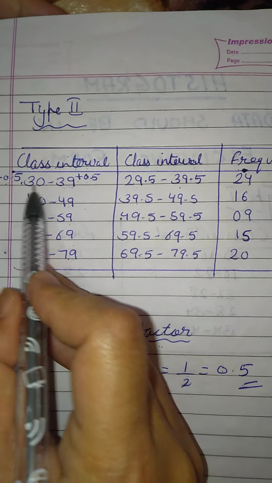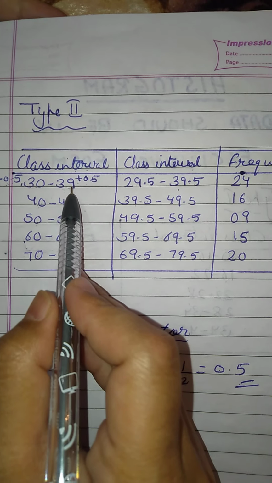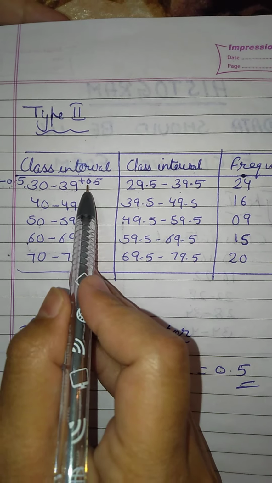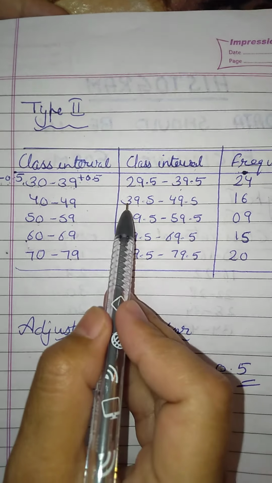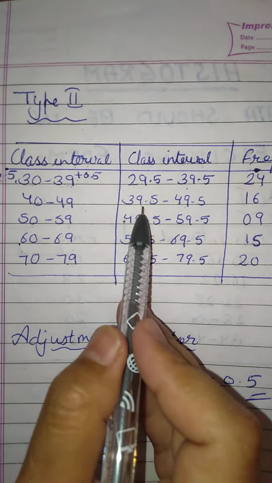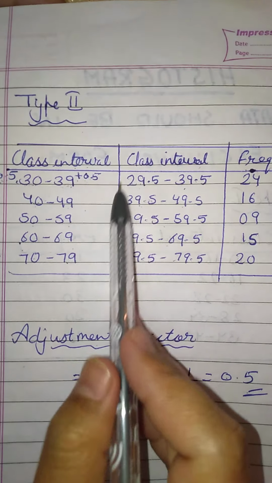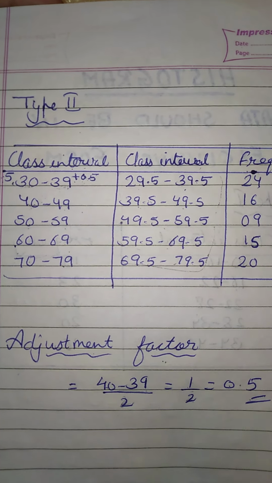So your first number becomes 30 minus 0.5, 29.5. 39 plus 0.5, 39.5. Similarly, 40 minus 0.5, 39.5, and 49.5. Keep on repeating like that. Now your data is in exclusive form. Now you can plot the histogram for it.